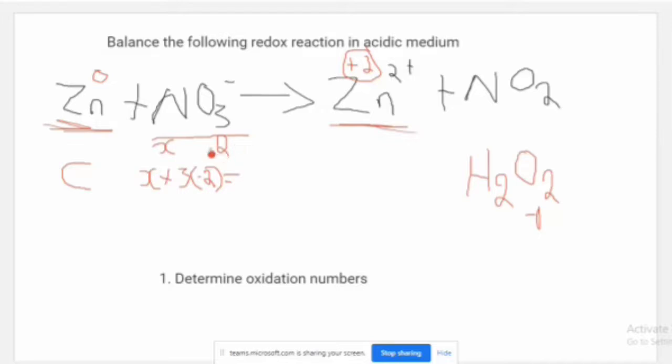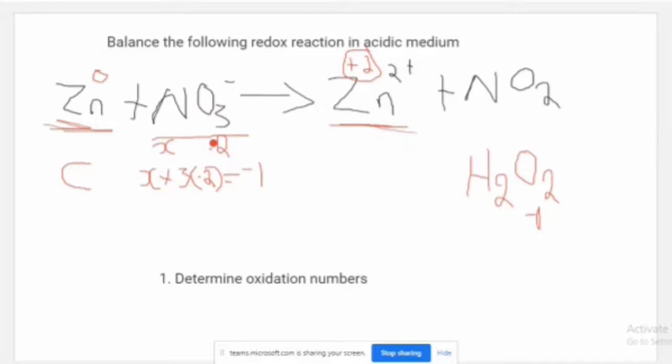Okay, so then X plus 3 atoms of oxygen, then -2, which is the oxidation number for oxygen. So the sum of these two oxidation states should be equal to -1, which is the charge. Is it clear?